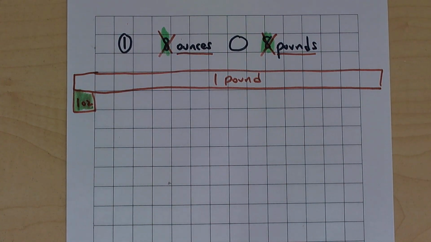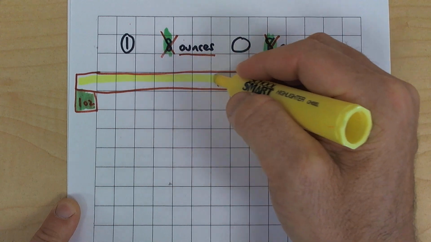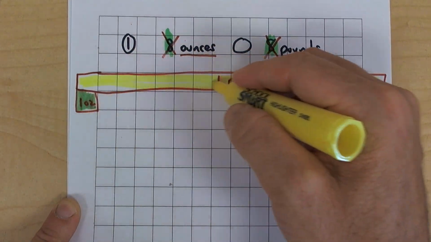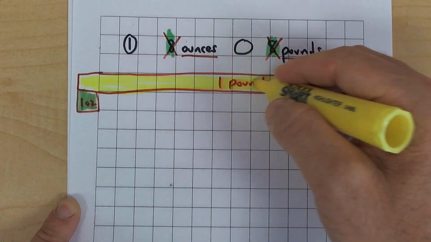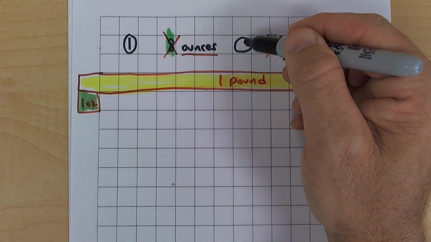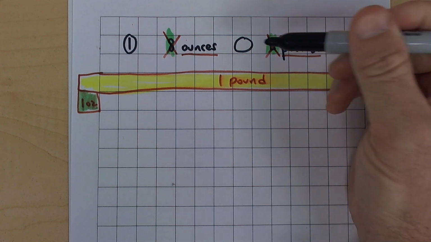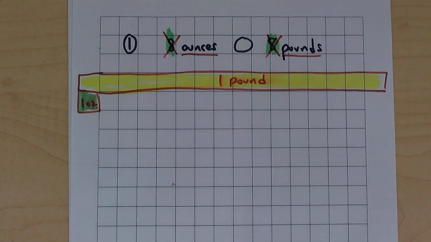So let's take a look. That's the size of about an ounce compared to a pound, because we know a pound is 16 times larger, or I should say 16 times heavier than an ounce. So which one looks like it is a heavier unit? If you said pounds, then that would be a smart choice. And then you can mark your answer for yourself for number 1.